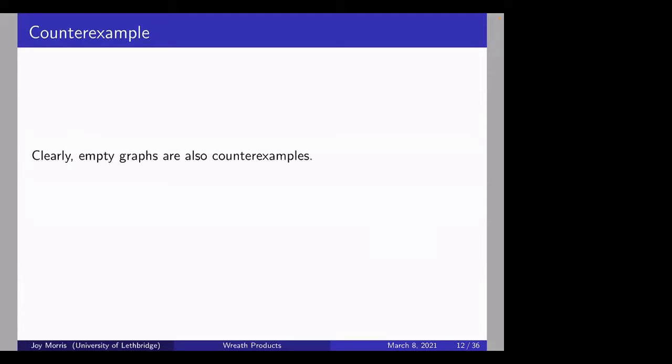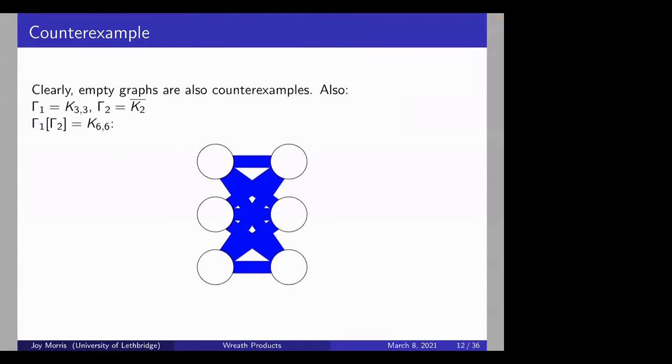But I'm going to give another example, which does still involve a disconnected graph, but generalizes significantly a problem with his idea. So suppose we take our first graph to be the complete bipartite graph K33, and our second graph to be two disconnected vertices. Then it turns out that the lexicographic product is the complete bipartite graph K66. So again, let's see how that works.